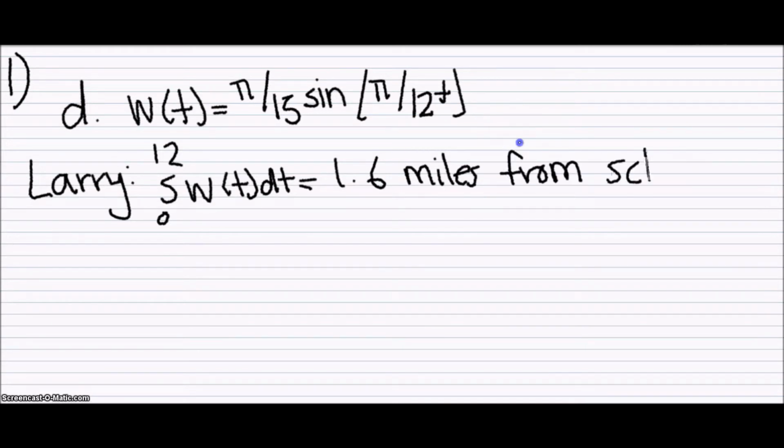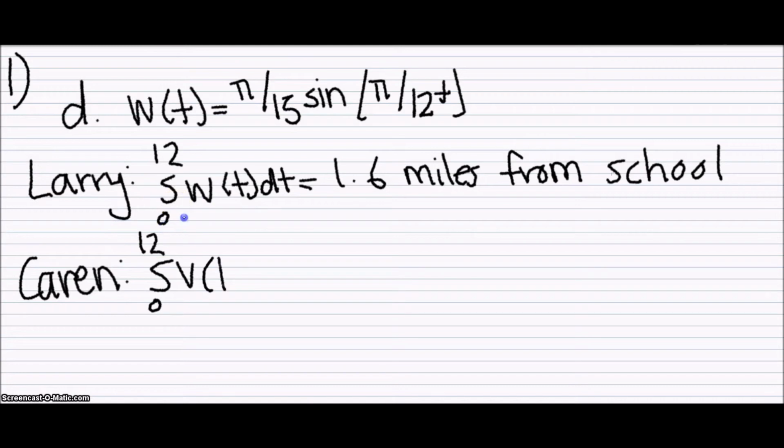So for Larry, we do the integral from 0 to 12 of w of t dt, and that gives us 1.6. So Larry lives 1.6 miles from the school. If we were to graph Larry's velocity function from time t equals 0 to time t equals 12, the total area between the function and the x-axis would equal 1.6.